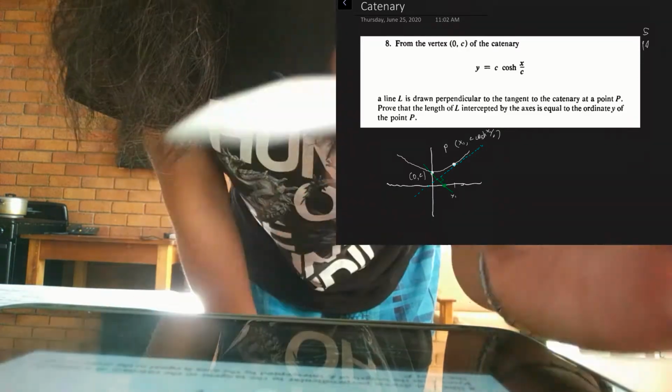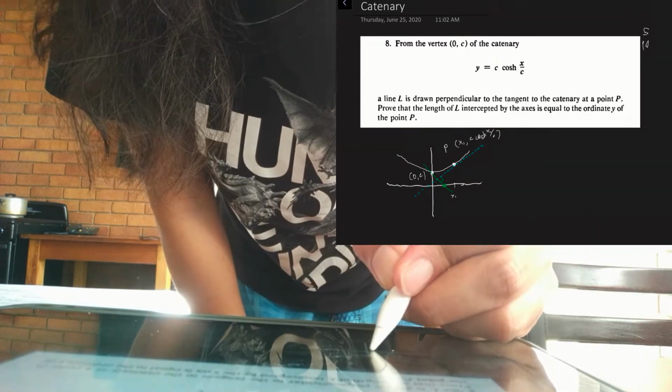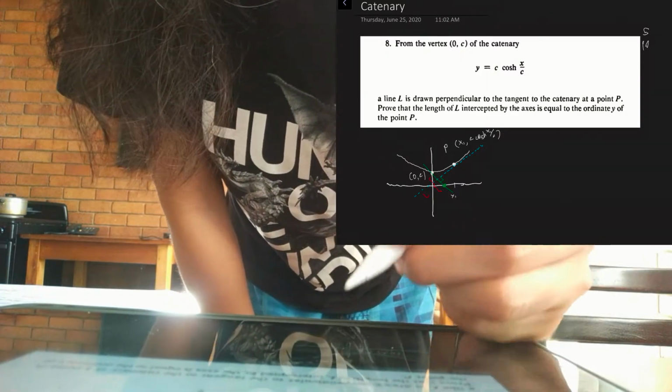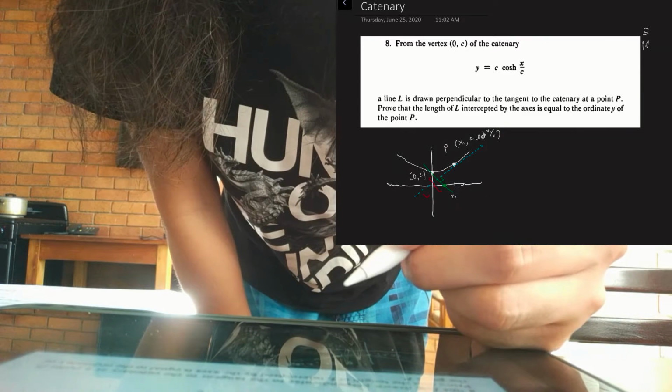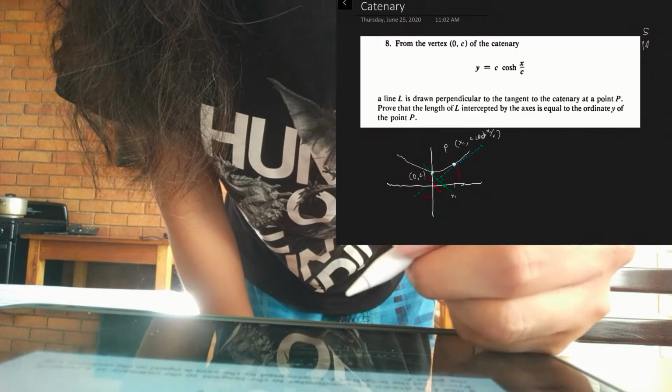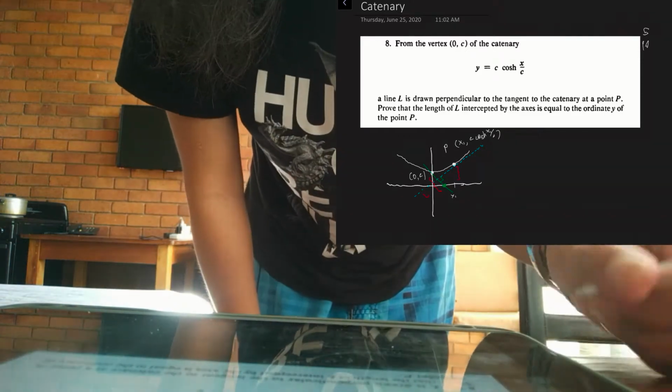Now we would like to take this length. We call this L, and then we show that that length is actually equal to the ordinate y, the y position of P, which is this one. So we want to show that that is equal.